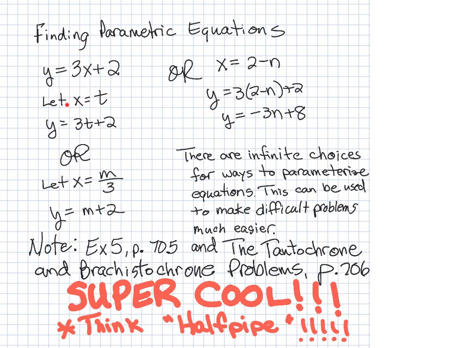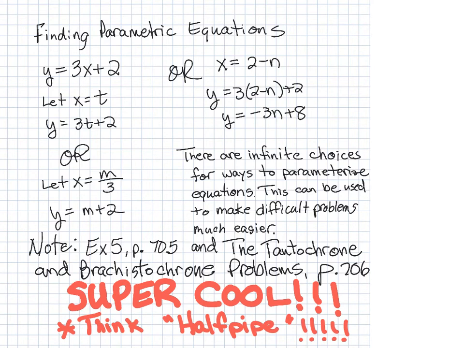The simplest thing to do is let x equal t. You plug the t right there, and you've got the parametric equation for y. But you don't have to do that. You can pick anything that you want. In this case, I let x be m over 3. Plug the m over 3 in for the x here, and you have your equation for y. You see why I chose m over 3, because when I plug that in, the 3's cancel, and I get simply m plus 2. I can make it as easy or as difficult as I want.